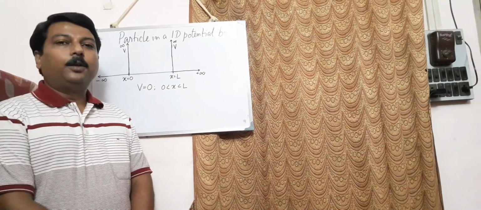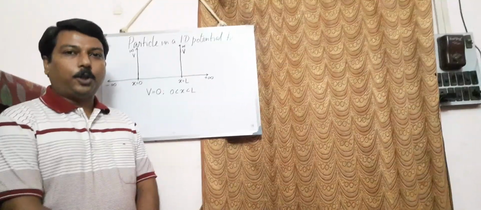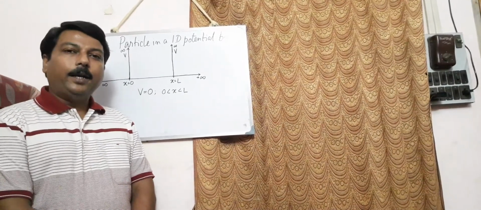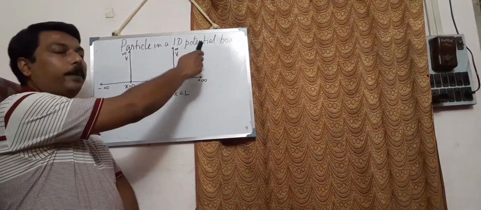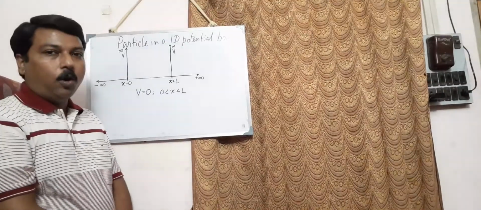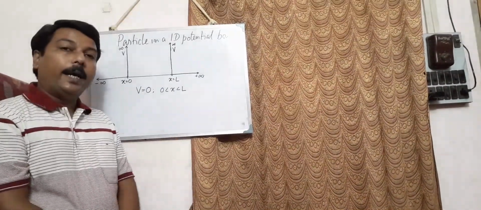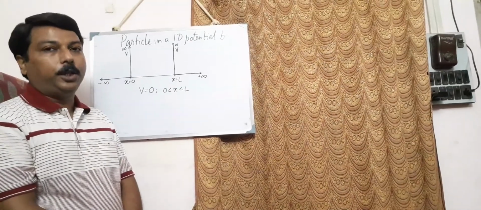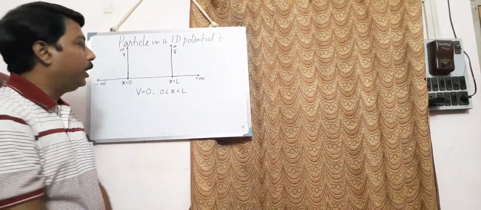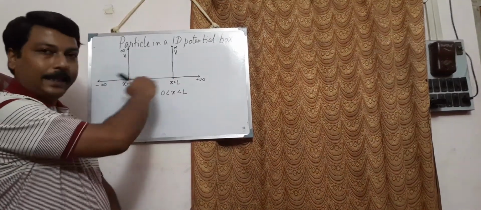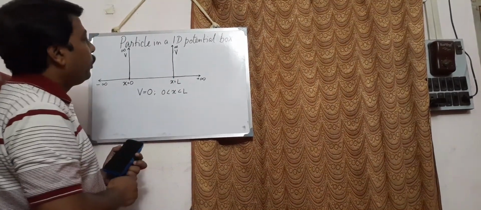In this lecture, we look at an application of the Schrodinger equation in finding out the wave function of a particle in a one-dimensional potential box, or we also call it a one-dimensional infinite potential well. So imagine that the space is one-dimensional. We have only the x-axis and we have a particle.